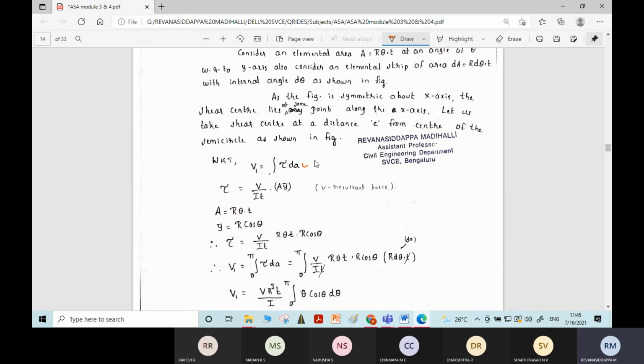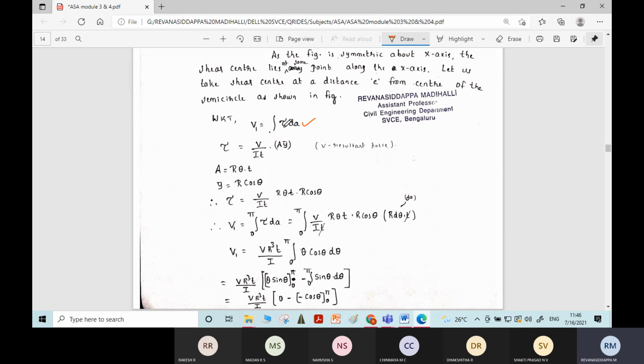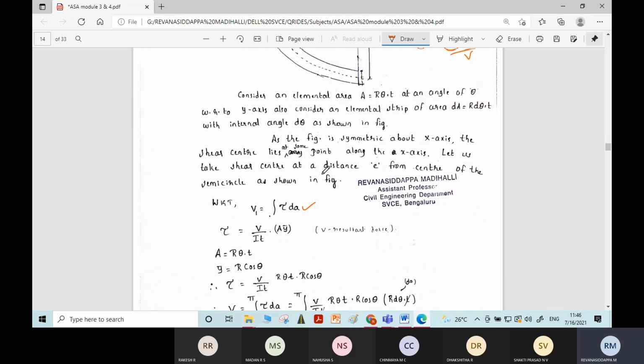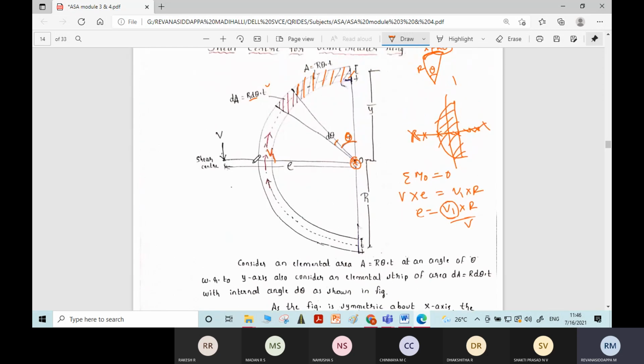V1 is equal to tau into dA, shear stress multiplied by area, which will give the shear force. Where this shear stress tau is equal to V by IT into A Y bar. Again, we need to find area and Y bar and substitute in this equation. You are understanding, right?